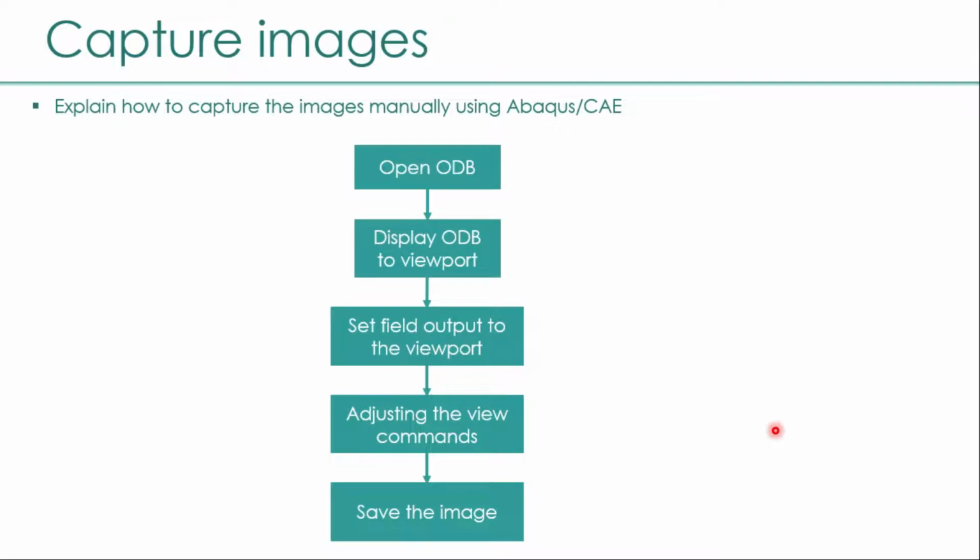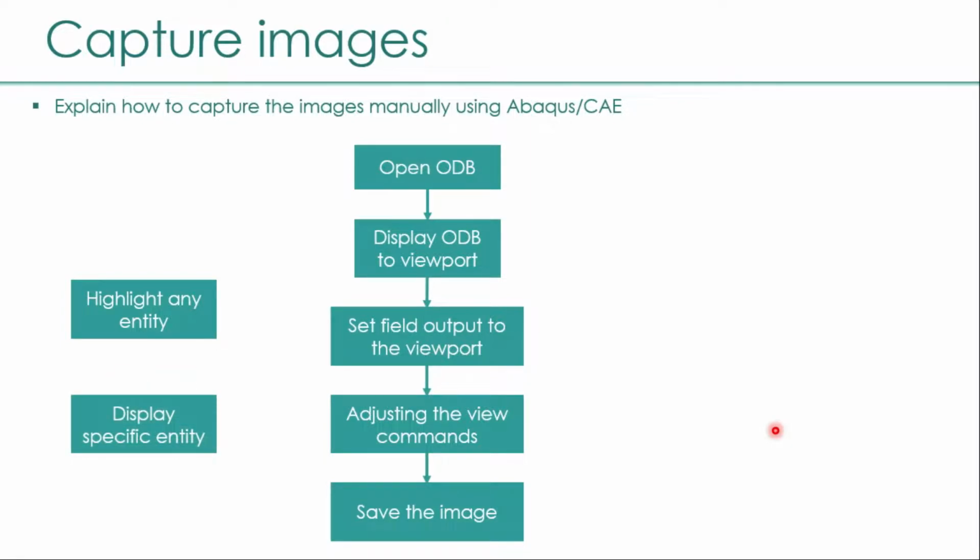But apart from that we might want to do some other stuff also, for example highlighting some entities. The user may want to highlight some nodes or some elements, or some element set or node set, so that also we can do, right? And also we might want to show a particular entity. For example, we might only want to show a particular element set and take the images, so that also we can do, right? So this is the basic flow, and we will use this flow in Abaqus CAE.